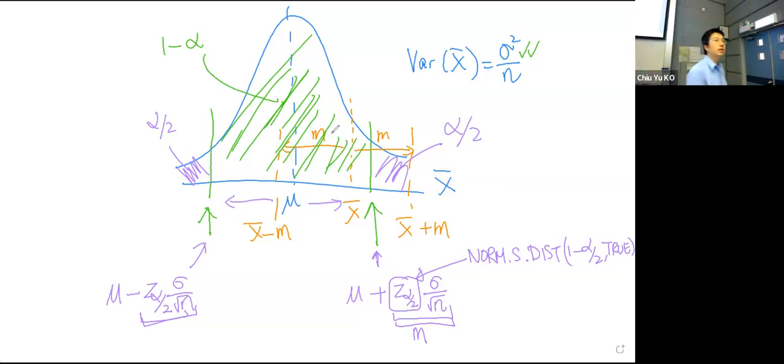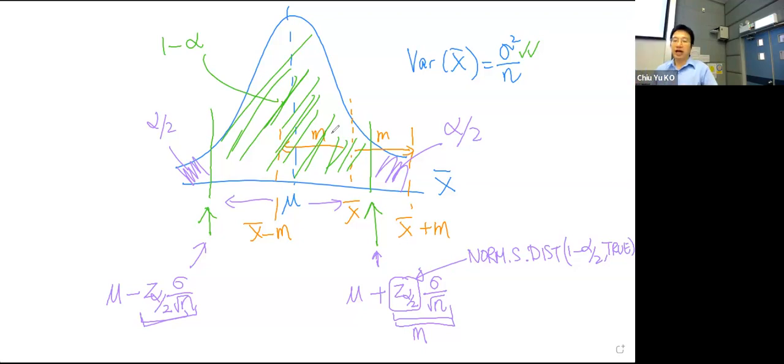I don't know X bar. You go left and right by this M, and with large probability X bar will fall within that. So reversely, if I have X bar and I extend left and right by M, I would also have high probability of including mu, because the probability you touch me is the same as I touch you. Is that clear? Of course there's math behind it, but that is the main idea.